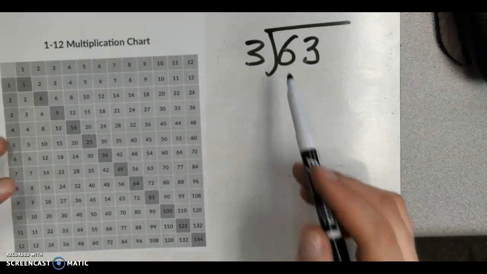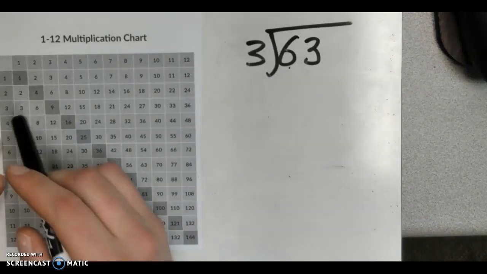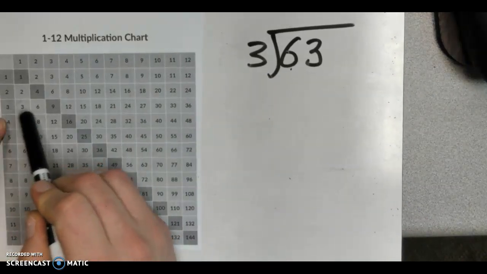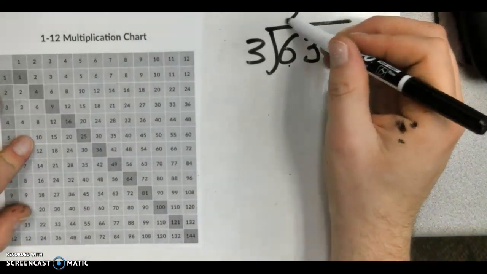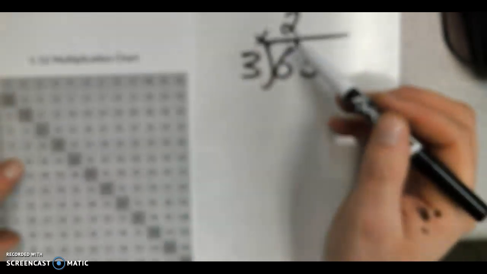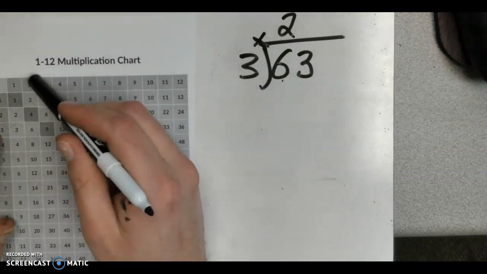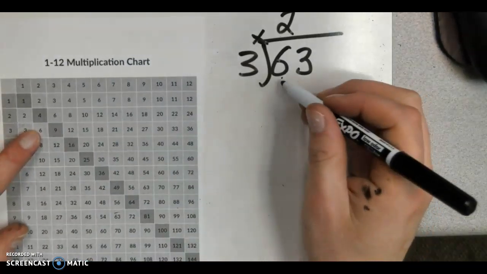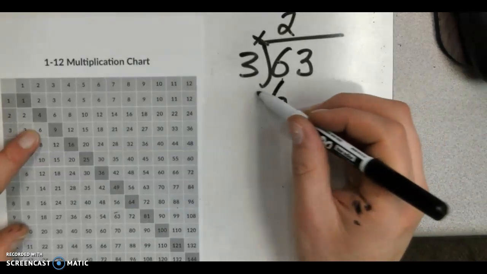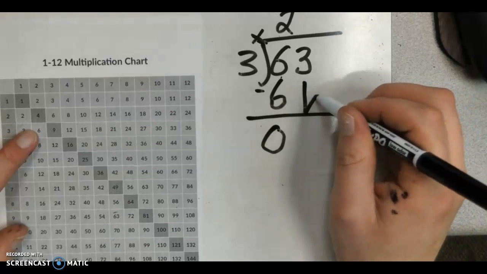Alright, let's look together. 3 can go into 6 2 times. So there's my 2. I multiply. 2 times 3 is 6. So I put it underneath, subtract, and it gives me a 0. I bring down my 3.